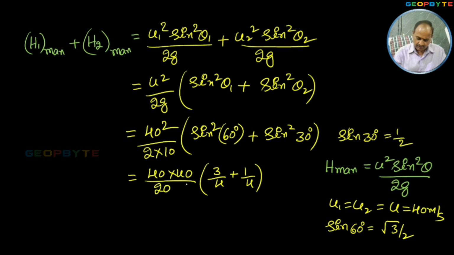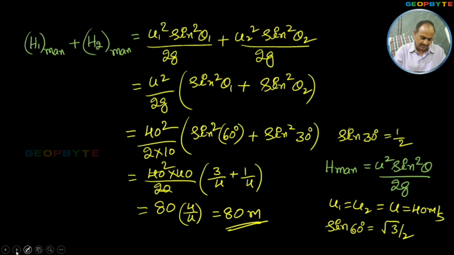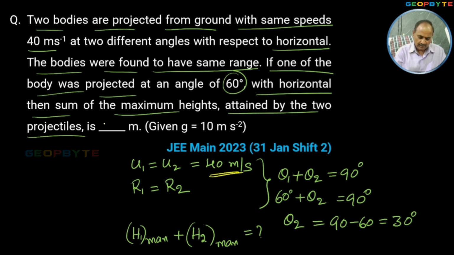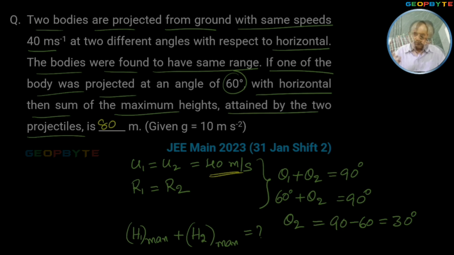Simplify this value. Here it is 2 times 80, that is 80 into 3 by 4 plus 1 by 4, equal to 1 only, 4 by 4. That is equal to 80 meters. Right? Answer is 80 meters. I hope all of you clearly understood. Understood? Yes. Dear students, look at another problem.